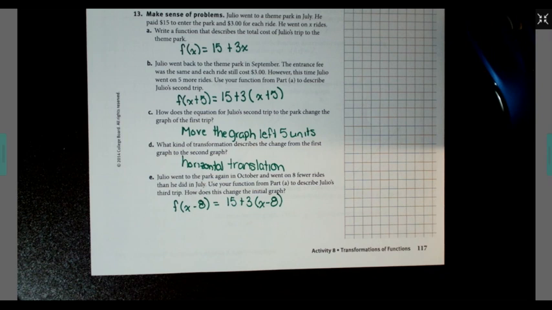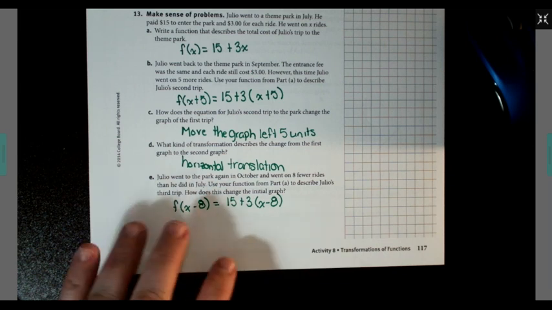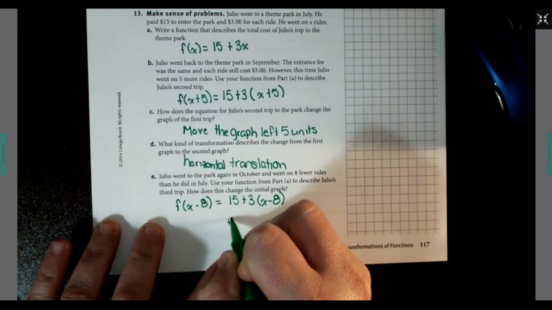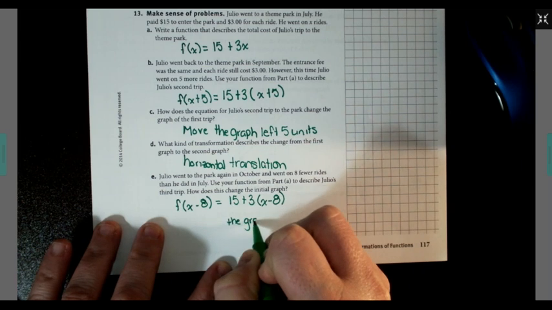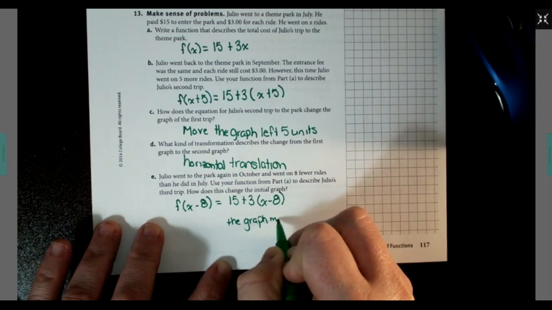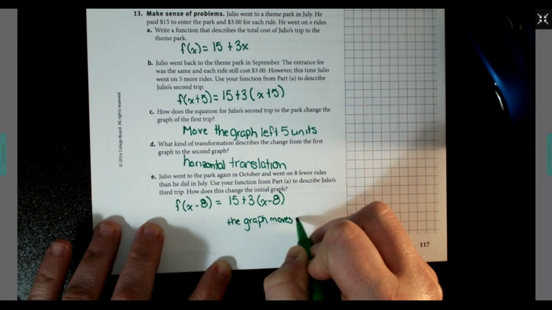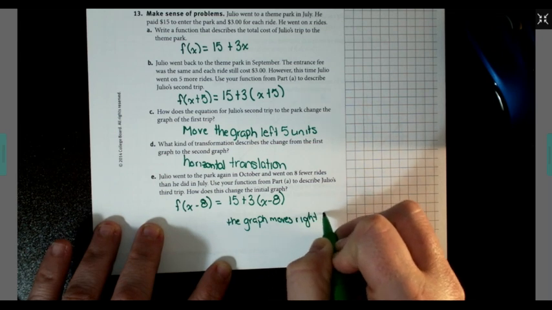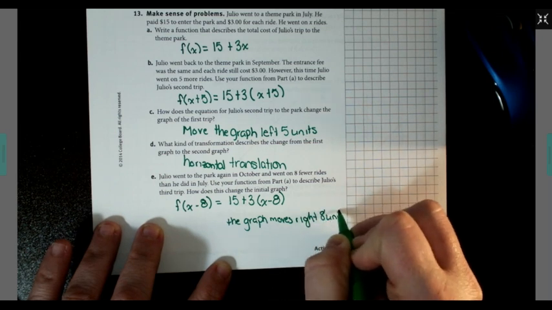What happens to the graph? Inside the parentheses, so we're either moving left or right. And because it is negative, we're going to move right. The graph moves right 8 units.